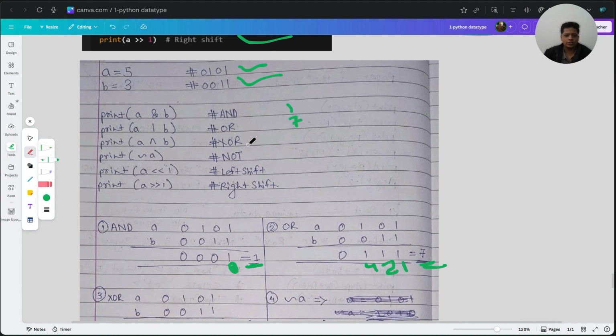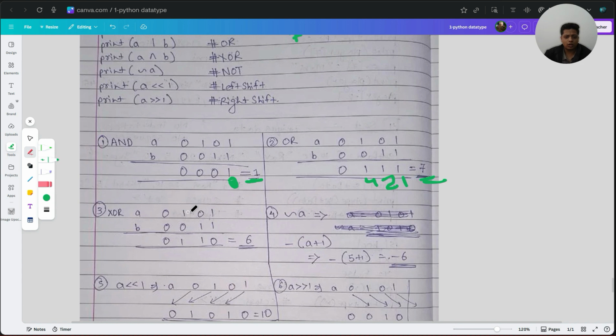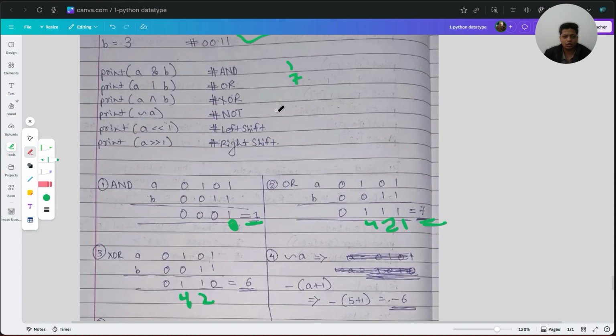So the third operation is XOR. XOR means if both the input values are the same, then the output will be 0. If the input values are different, then the output will be 1. Here 1 and 1 is 0, 0 and 1 is 1, 1 and 0 is 1, 0 and 0 is again 0. So 1 1 0, what is this? This is 4 and this is 2. 4 plus 2 is 6. So for this XOR operation, the output will be 6.